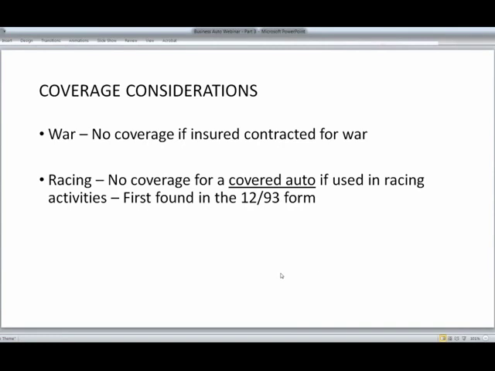So, war: no coverage for insured contracts. For racing: no coverage for covered autos, even any auto, if used in racing activity. This was first found in the December 1993 coverage forms. It's always been found in the garage policy. They brought it forward into the auto policy at that time.